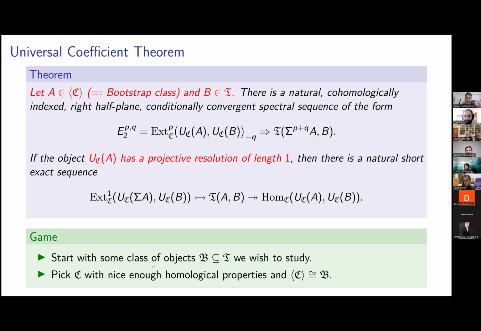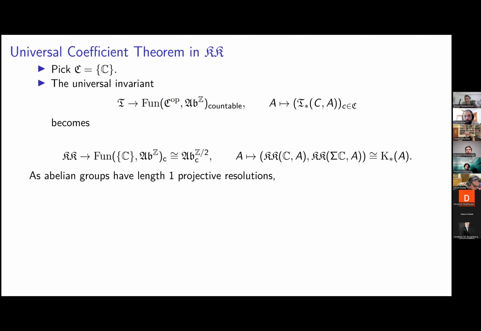You start with some class of objects, I call it B. I want to study this, and then I want to pick a nice enough, maybe as small as possible, C such that C actually generates my B. And then for this C, I will construct the universal approximation UC, and then I will have the universal coefficient theorem if I'm lucky enough to choose C such that the UC of A have projective resolution of length 1. This is the usual game.